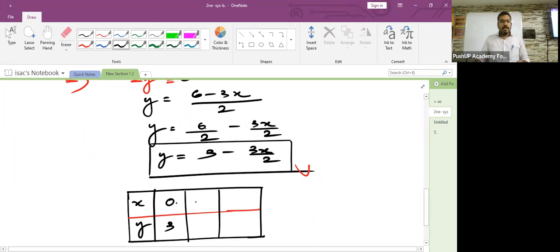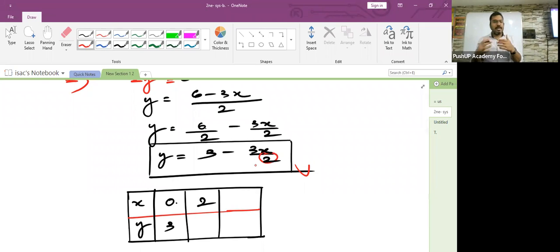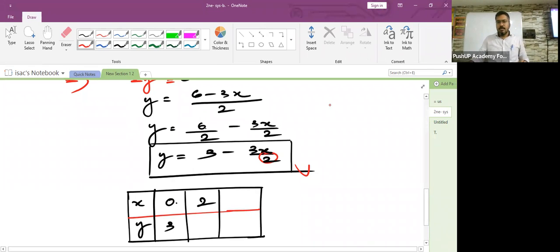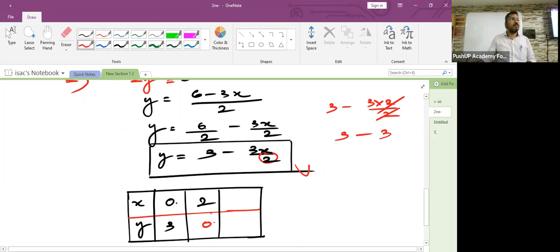Okay. Then x is equal to what? 2. Yeah. Why? Because you must have noticed what is given in the denominator. It is 2. Right? And you will always try to cancel the numerator and the denominator. So only take multiples of 2 in the numerator as values of x. So 3 minus 3 into 2 divided by 2. 2 and 2 cancel. So 3 minus 3, which is equal to what? 0. Okay.